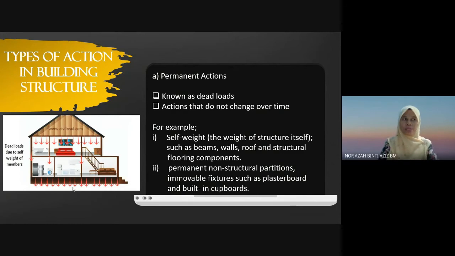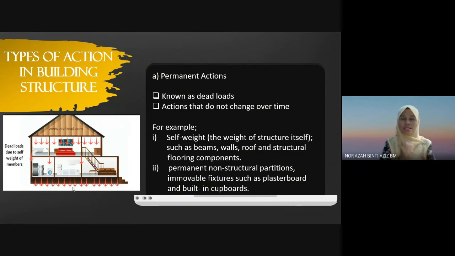So dia tetap, kita assume macam dia mati. Stay je. So this action do not change over time. Forever and ever dia maintain macam tu je. So for example, 2 types of permanent action are self weight and permanent non-structural partition. Kita tengok dulu self weight. Self weight is the weight of structure itself, berat sendiri.